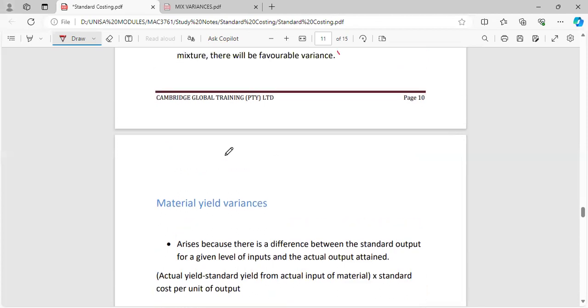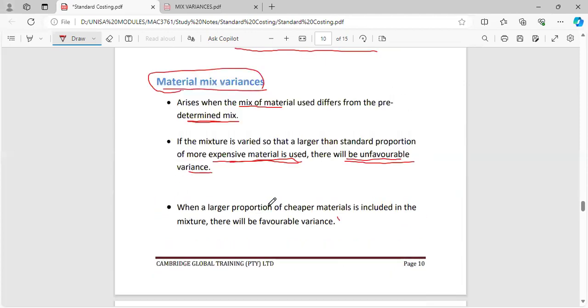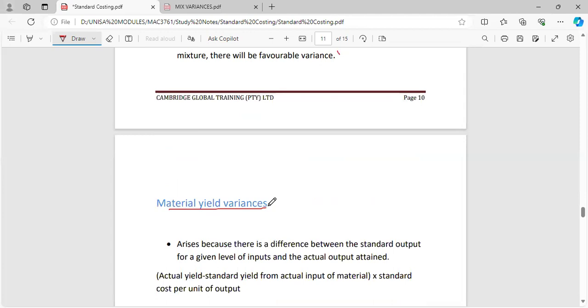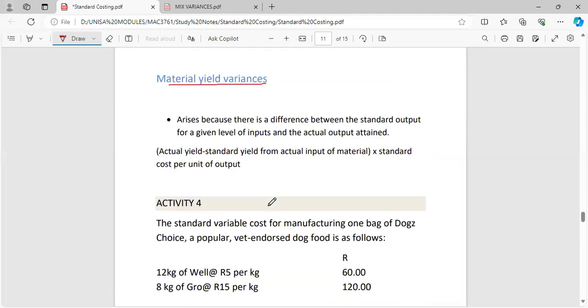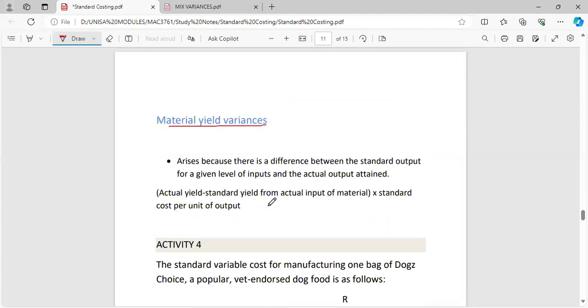Then they say here we have a material yield variance. I don't know why I didn't put a formula on this material mix variance, but we're going to have the formula when we do the activity. Right, then the material yield variance, this one arises because it's still the same.